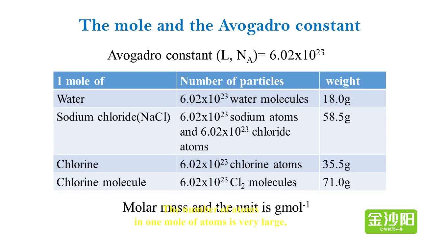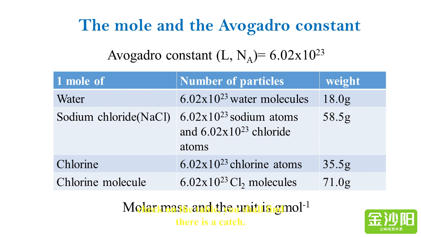The number of atoms in 1 mole of atoms is very large, and it's 6.02 times 10 to the 23rd power. This number is called the Avogadro constant, or Avogadro number. The symbol of it is letter L, or N with a subscript of A. And the weight of 1 mole of substance is called molar mass, and the unit is gram per mole.